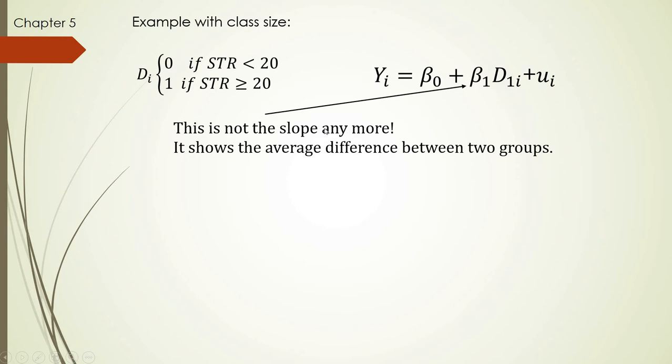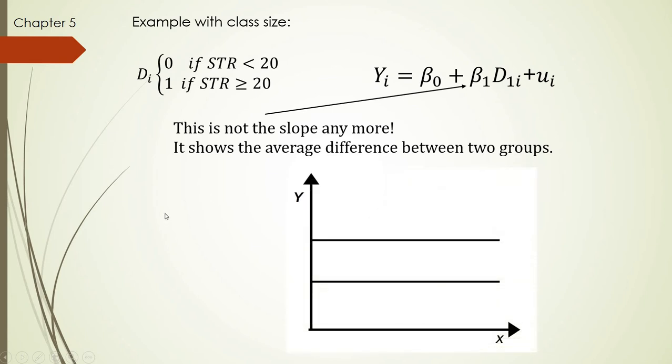We cannot interpret it in the same way as before, but now beta 1 is showing us the average difference between two groups, between the group with less than 20 students per teacher and the group with 20 or more students per teacher. So on the graph, we will actually have two lines. One will be for beta 0, and it will show the average value for the group with less than 20 students per teacher. And the second, if we have D as 1, we will get another line showing us the average test score for the group with 20 or more students per teacher.